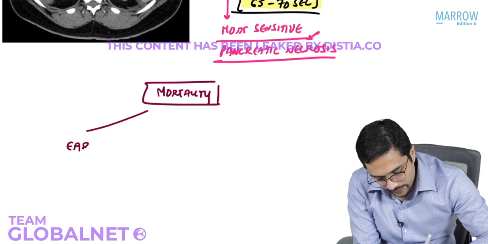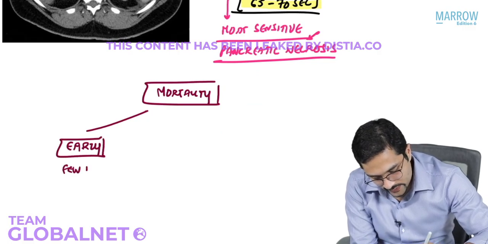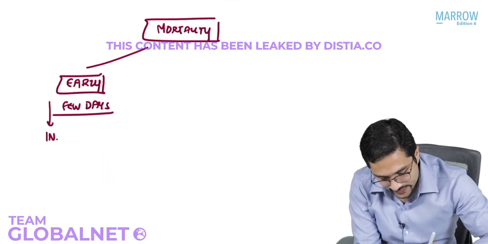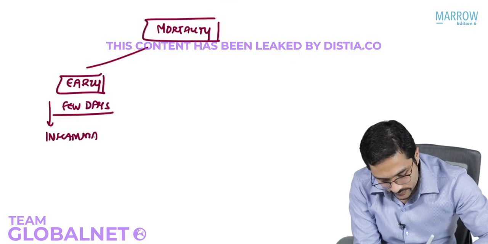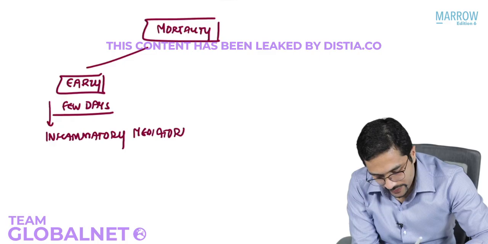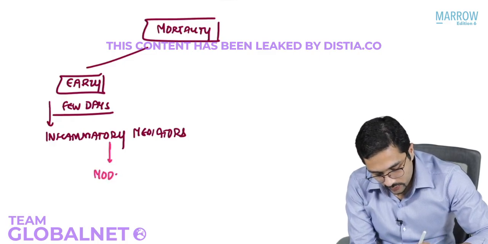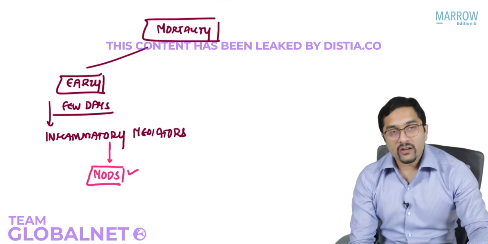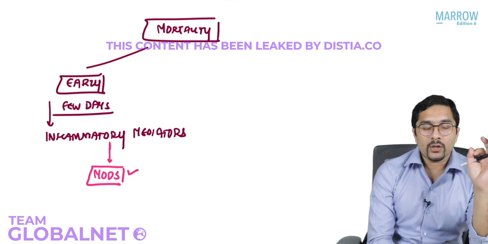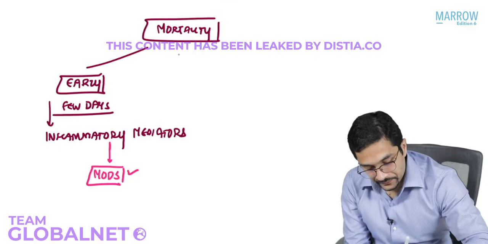One is the early spike, which is going to occur within a few days. And this is mainly because of the inflammatory cascade which occurs. This is because of the inflammatory mediators, which I told you in the pathophysiology, can give rise to multiple organ dysfunction syndrome. I've already covered the definition of MODS in the shock module, multiple organ dysfunction syndrome. That is what can give rise to early death.